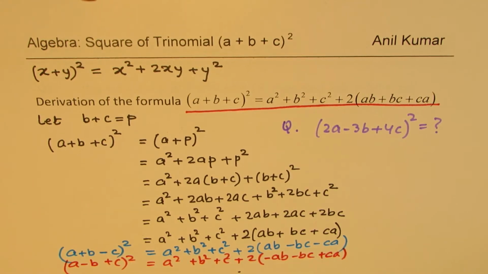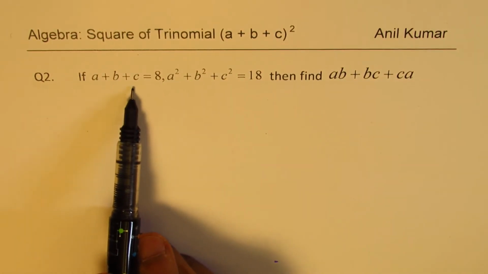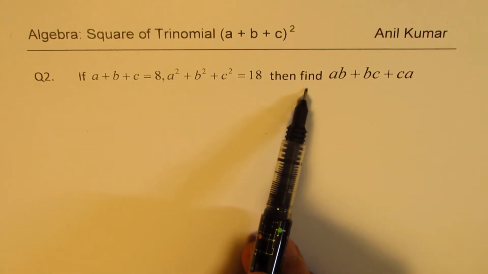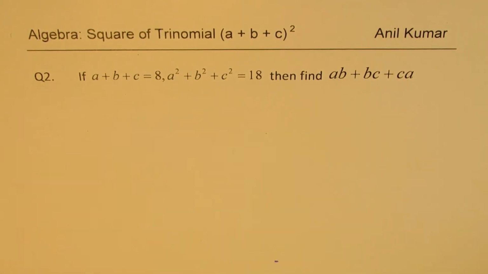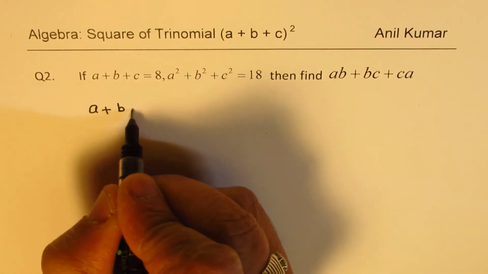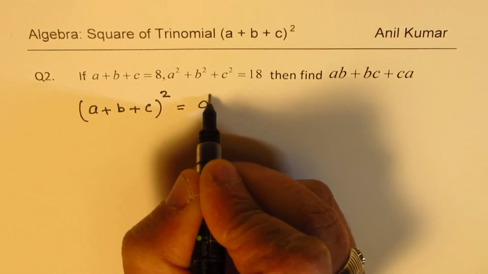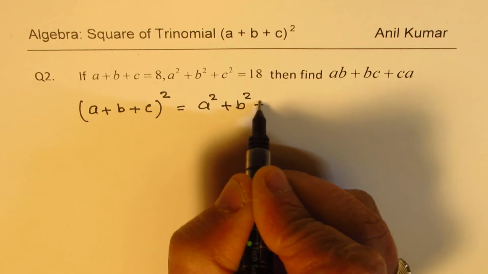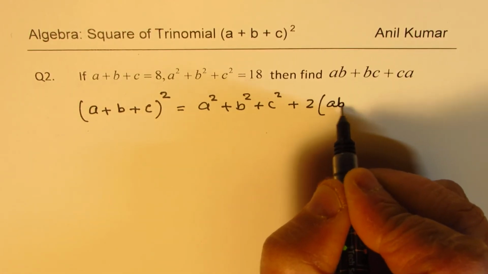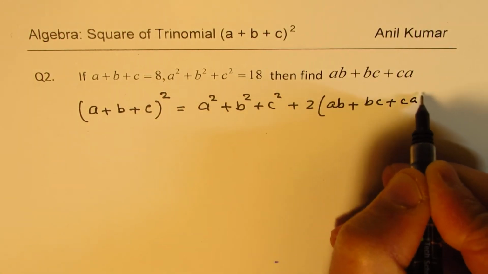Now let's answer the other questions. Question number 2 is: if a plus b plus c is 8, and a square plus b square plus c square is 18, then find the value of ab plus bc plus ca. Well, it is a direct application of the formula which we just derived. (a + b + c) whole square is the sum of their squares plus 2 times the product of any two of them in sequence: ab, bc, and ca.